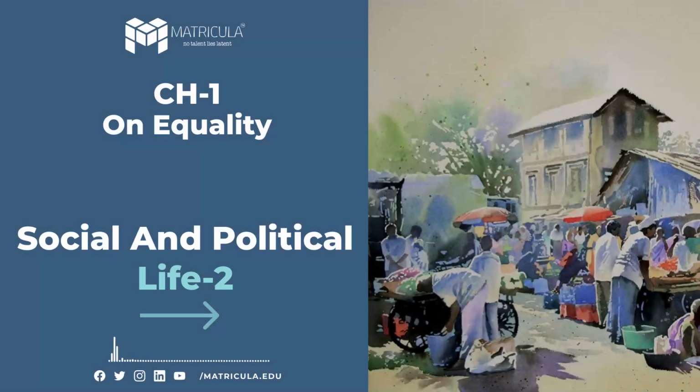of Social Sciences for Class 7. Audiobook Social and Political Life Part 2 Class 7. This book has 5 units in it. Unit 1, titled Equality in Indian Democracy. This unit has 1 chapter in it, titled On Equality, page number 3.